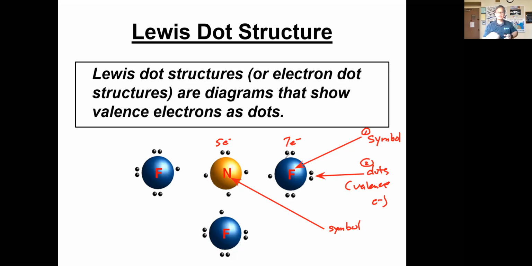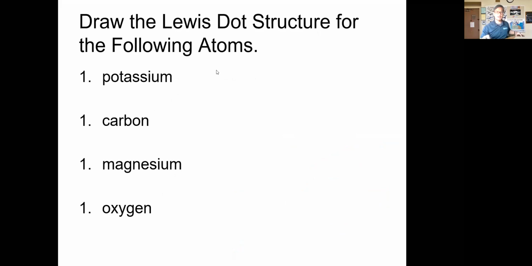All right, so let's go ahead and practice this. Let's take a look at how we go about drawing these. Let's practice with the 5 atoms that we just dealt with. With potassium, I'm not going to write it all out again, but I'm going to indicate the noble gas electron configuration. Let's start with that again. Potassium is going to be argon, 4s1.